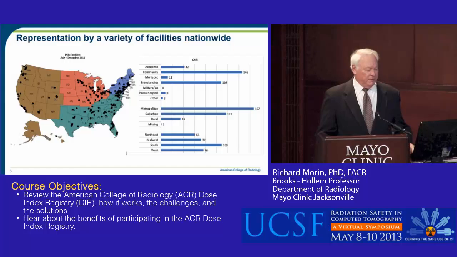So you can see from the slide that this represents the facilities, at least in the United States. And you can see that there are distributions, as you would expect, in densely populated areas of the country. And also, on the right, it shows the distribution by practice. And in fact, the community practice is the largest area of participation right now.